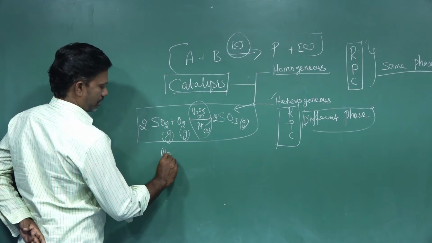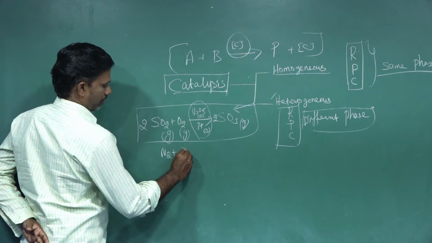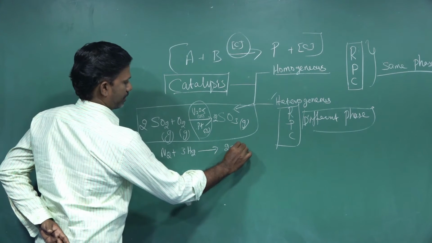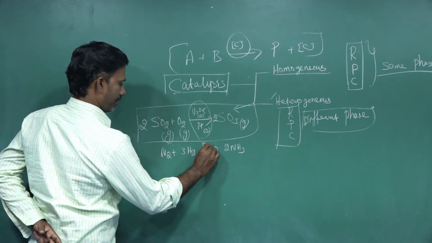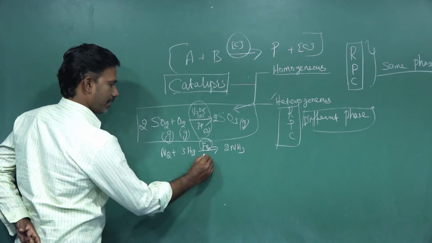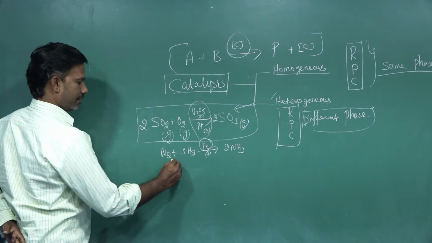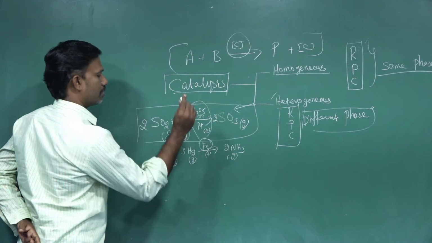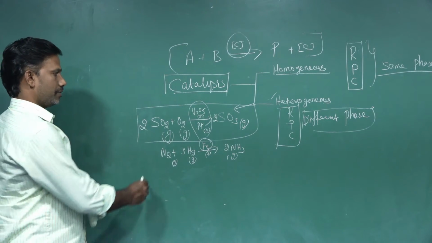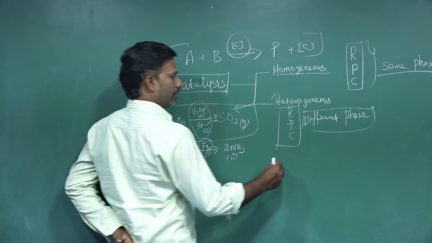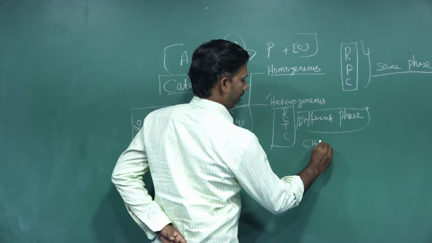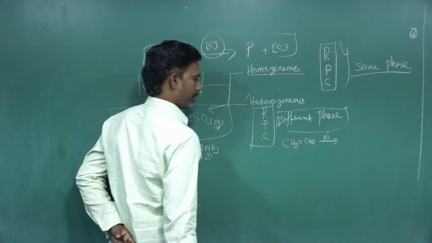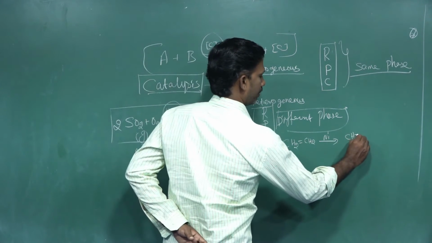Okay, then one more example we can have: ammonia, the Haber process. N2 and H2 go to NH3 in the presence of iron. Iron is the catalyst, and you know very well iron is a solid. These two are gases. So this is another example of heterogeneous catalysis. Likewise, we can write more. See, hydrogenation of an alkene in the presence of nickel. If we use a nickel catalyst, we get methane.